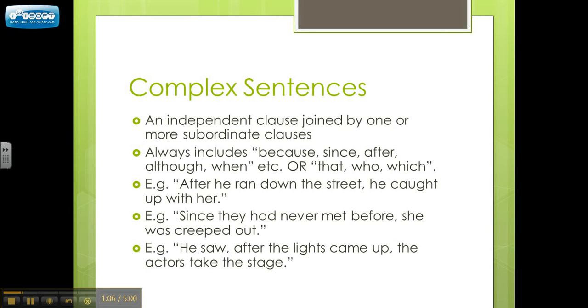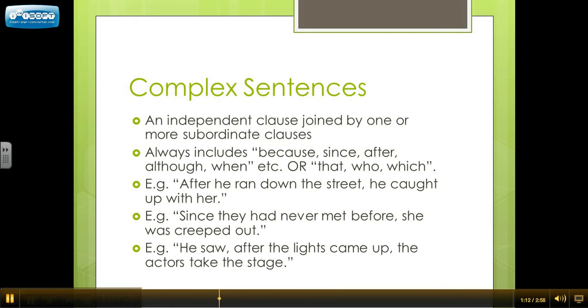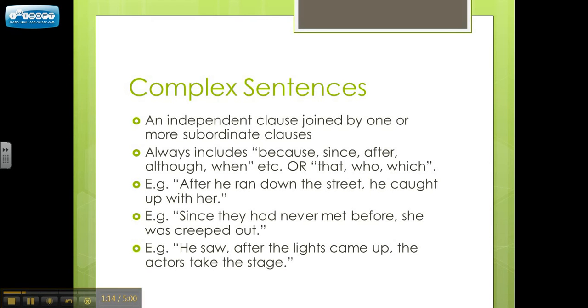Now a complex sentence is a little bit different. It's an independent clause joined by one or more subordinate clauses. So this is combining both independent and dependent or subordinate clauses. They'll always include something like because, since, after, when, and those kinds of words, or that, who, or which, those kinds of words.